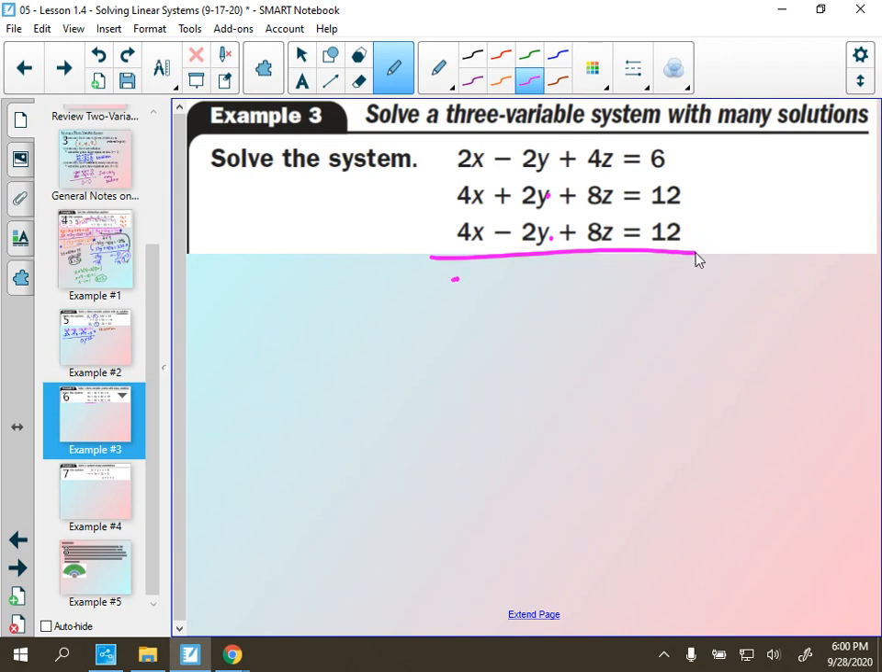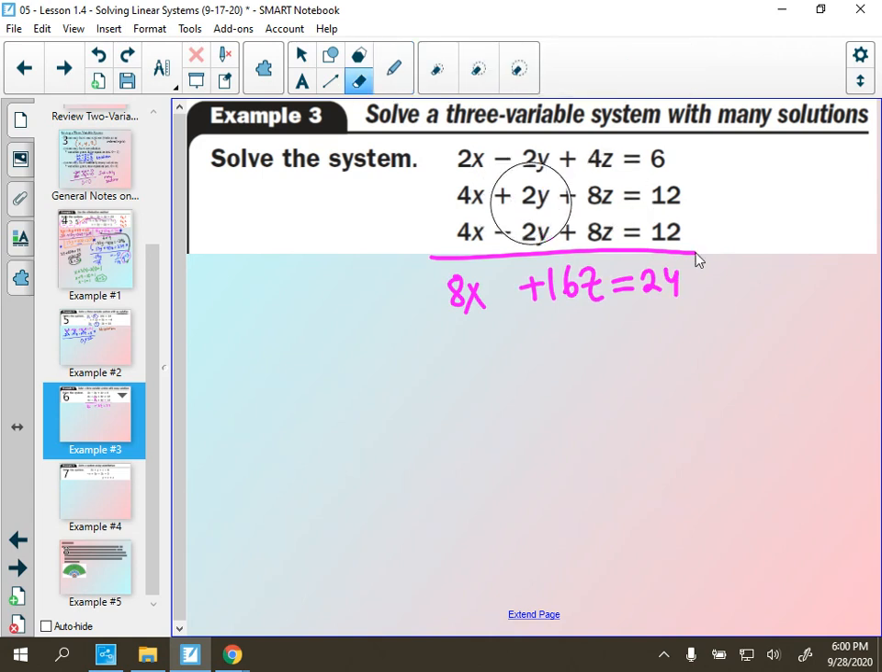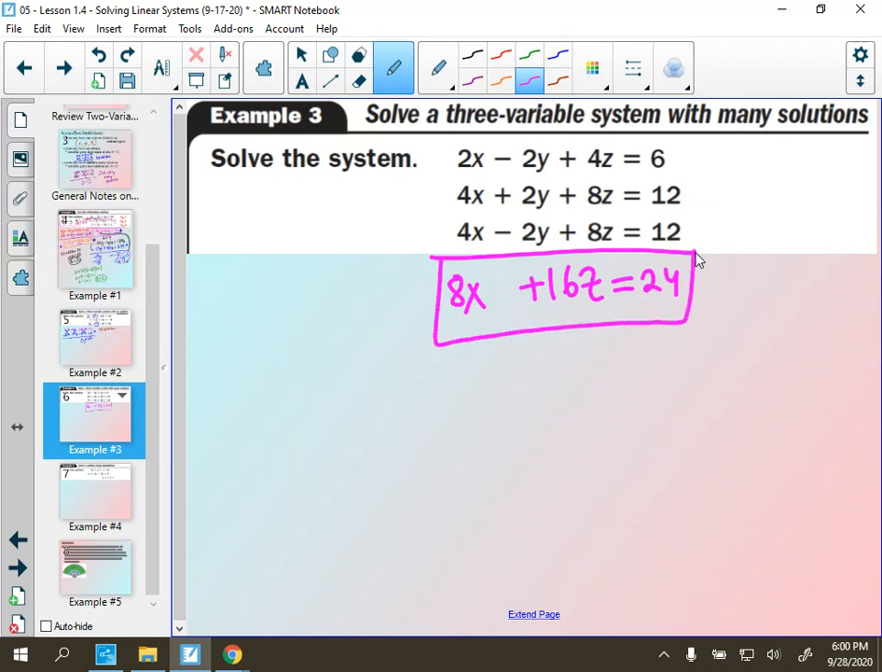What's 4x plus 4x? 8x. What's 2y plus -2y? Gone, eliminated. And 8z plus 8z is 16z. And then 12 plus 12 is 24. So you can see, I was thinking maybe I was going to hit it right away. And wow, look at that. I'm done. But hey, you know what? We ended up with 8x plus 16z. So I just keep going. That's how that one worked out. I eliminated. It is what it is. All right, we've eliminated our y's.